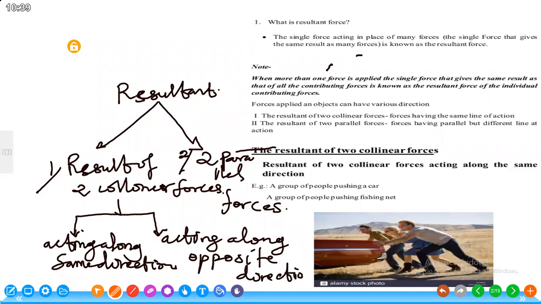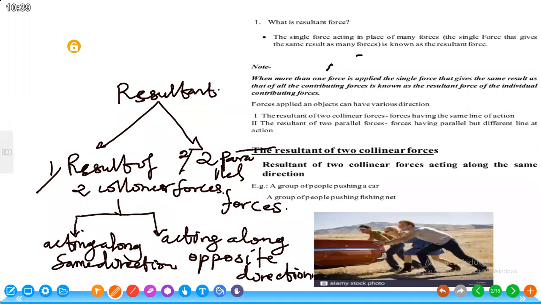Okay, students. First of all, we must know about the concept. What is resultant force? When more than one force is applied, the single force that gives the same result as that of all the contributing forces is known as the resultant force of the individual contributing forces.